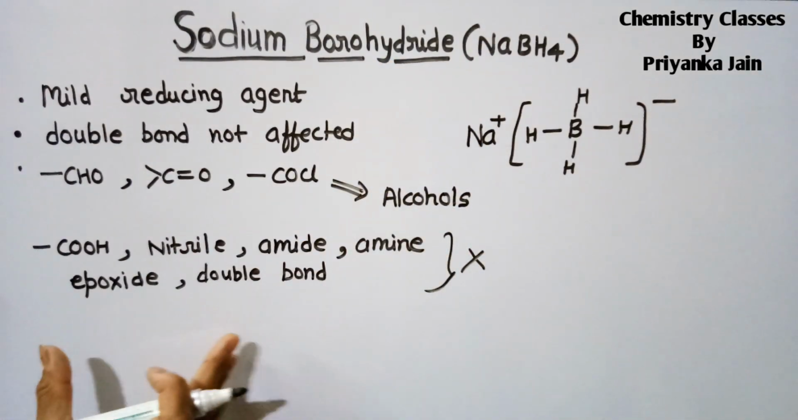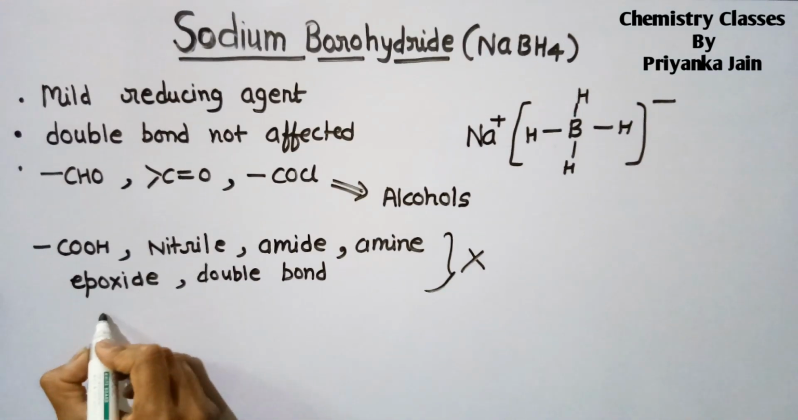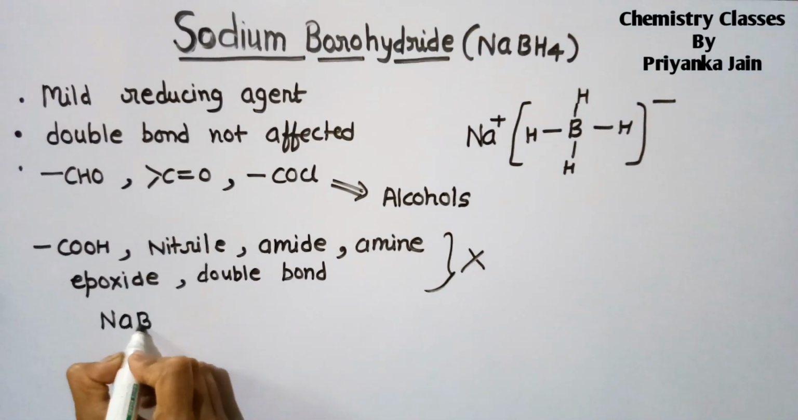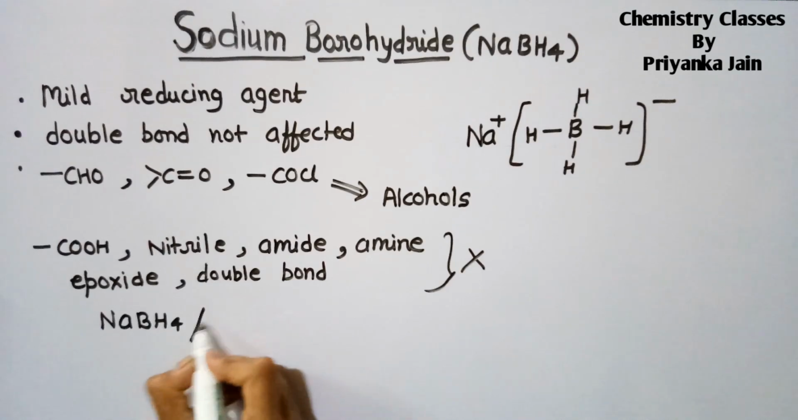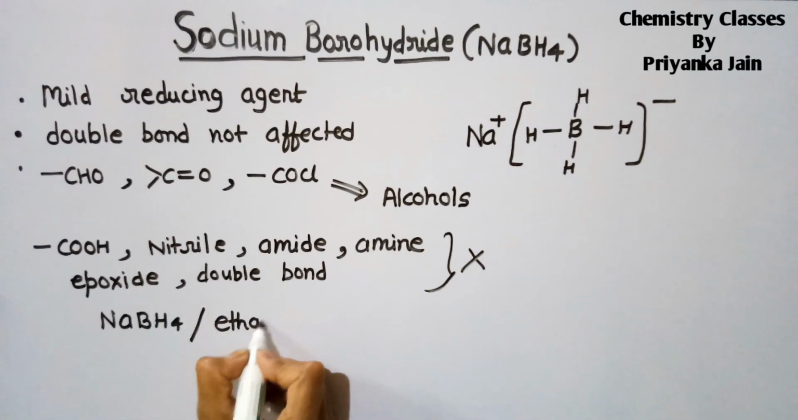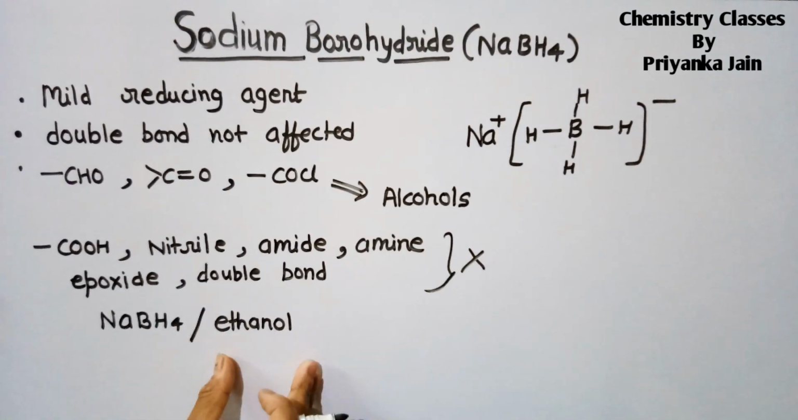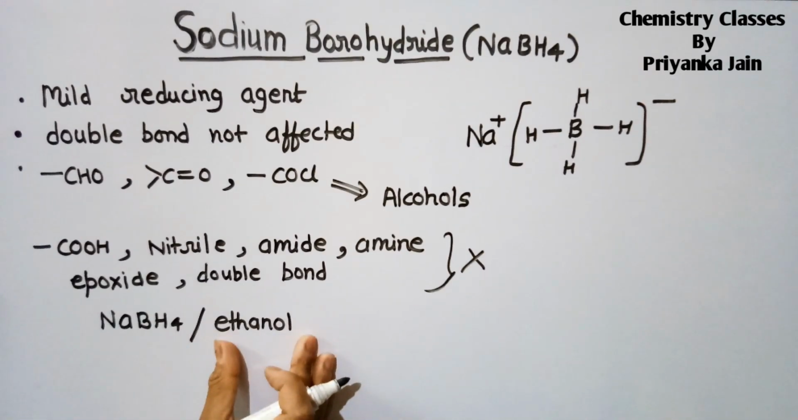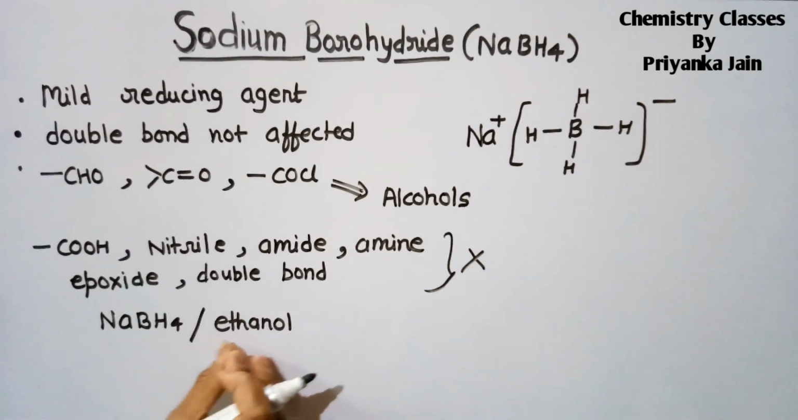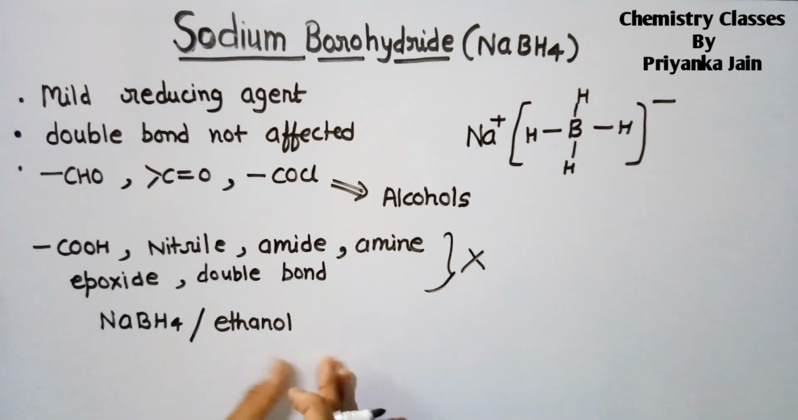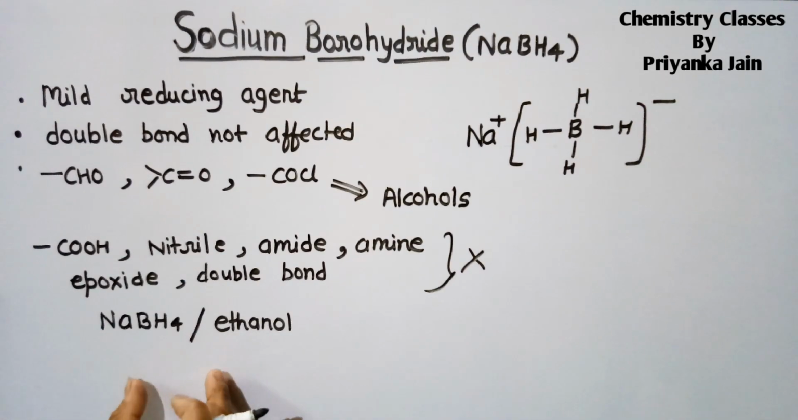And then what is the solvent for sodium borohydride? We use it along with ethanol. It means we will use a solution of NaBH4 in ethanol, because it reacts very little with alcohols or water. It will react very slowly, so we can use it in ethanol.